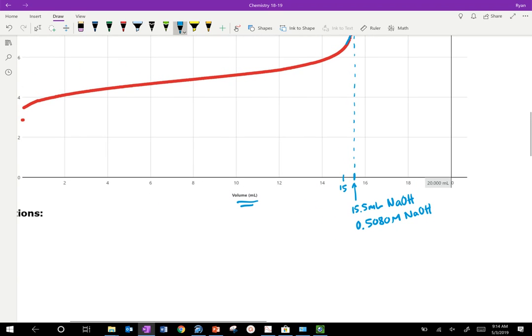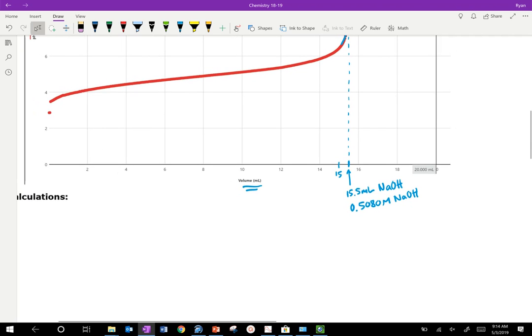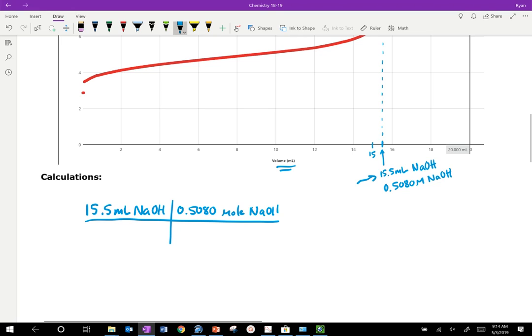All right. Now, let's go back over and do our calculation with this one and wrap things up. As we do with our titration calculations, we need to start with a volume of the known. That's the value we just dug off of our graph: 15.5 milliliters of NaOH were needed. That NaOH had a concentration of 0.5080 moles per liter, or per 1,000 milliliters, which we can use here since that's our starting unit, and we want our units to cancel out.